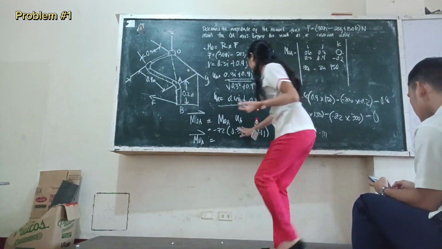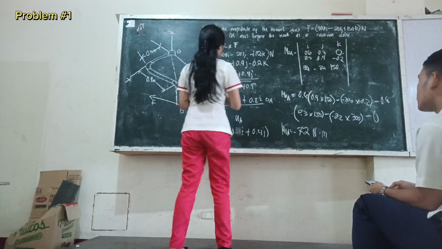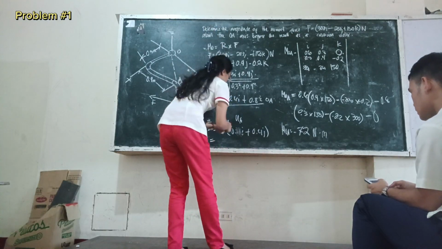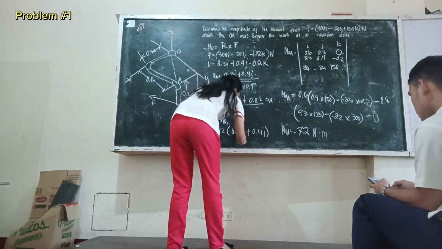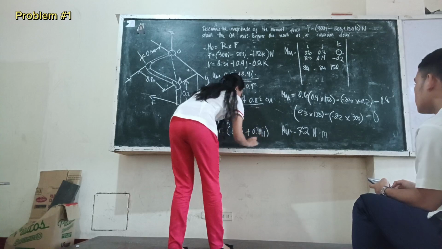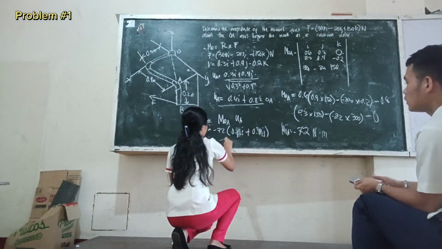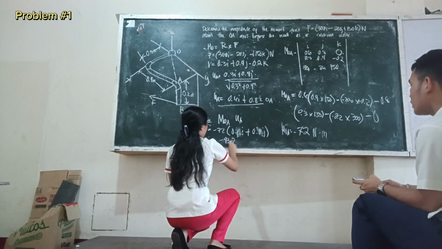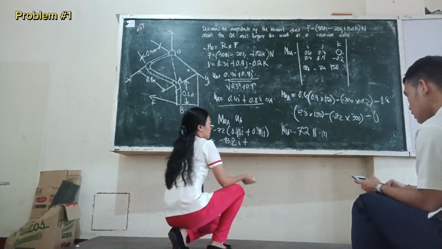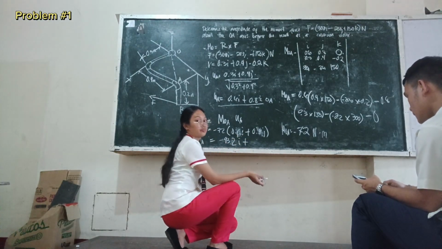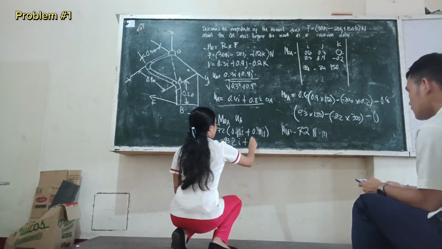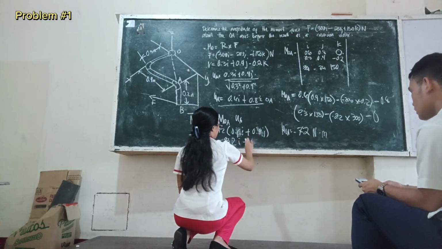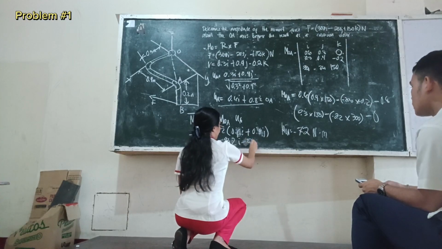Oh, we have negative 0.6. Sorry, 0.6 of negative 43.2. So negative 43.2i, plus negative 57.6j. Minus negative 57.6j.